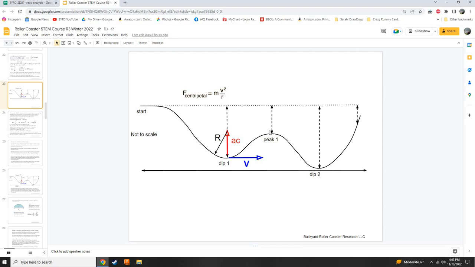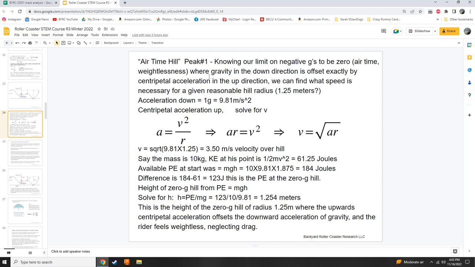If we do the math right and we know what the velocity is and the curvature here, we have control over the curvature and the velocity. And then ultimately we'll do all these calculations and design a track where we have predicted what's going to happen, and then we'll build it, we'll test it, and we will see how close we were. So this peak number 1, we know we want negative G's, a little bit of weightlessness right there. And so gravity in the down direction is offset by exactly what the value is of the centripetal acceleration reaction in the up direction.